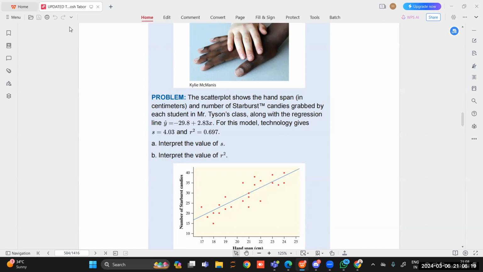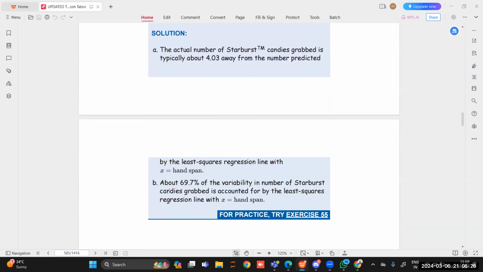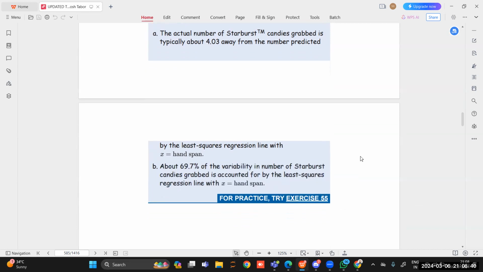Okay. So the R square value was about 69.77%. So 69.77% of the variability in the number of Starburst candies grabbed is accounted for by the least square regression. That's what I said, it's the percentage. Is it strong or moderate? Correct, correct, correct.